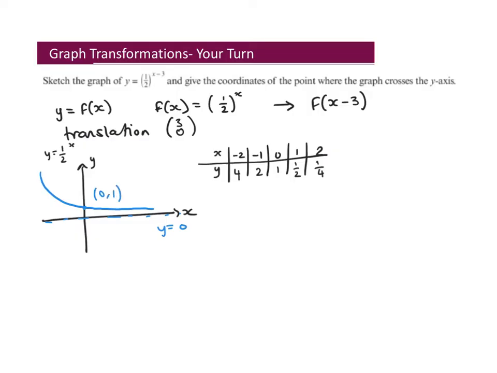Okay, so now what have we done? We've shifted it to the right 3 units. So this point here, minus 3, is now going to be our y-intercept. Now, I didn't work out minus 3, but if I think about a half to the power of minus 3, I'm going to get 8. So now our new graph is going to cross. There we go. We're going to have our asymptote on the line y equals 0. Our new y-intercept is 0, 8. Okay?